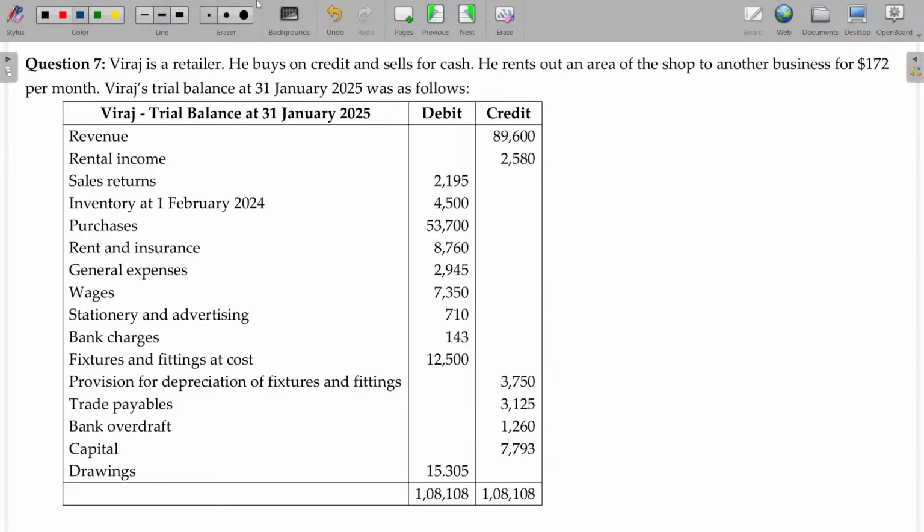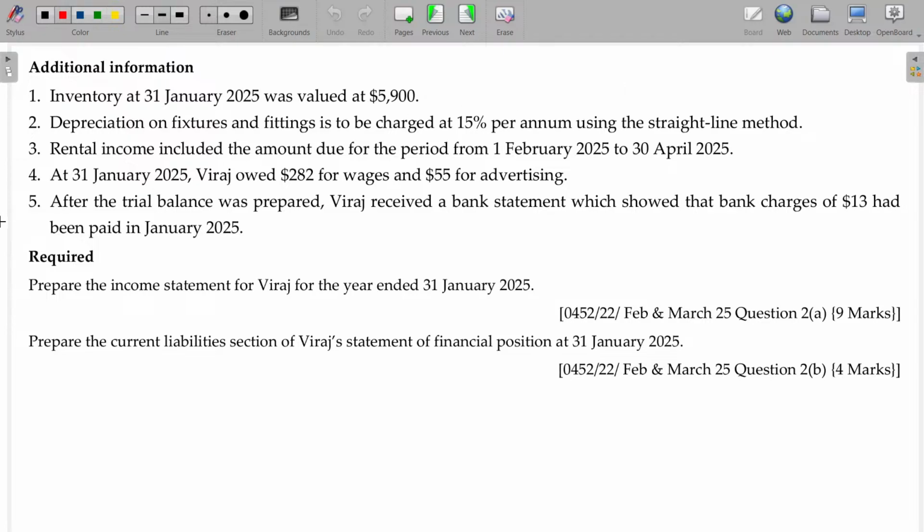Now we will deal with question number 7. Question number 7. Viraj is a retailer. He buys on credit and sells for cash. He rents out an area of the shop to another business for $172 per month. Okay. So what is the requirement?